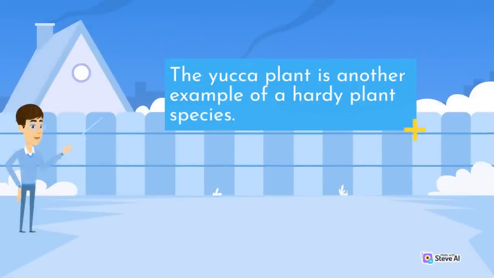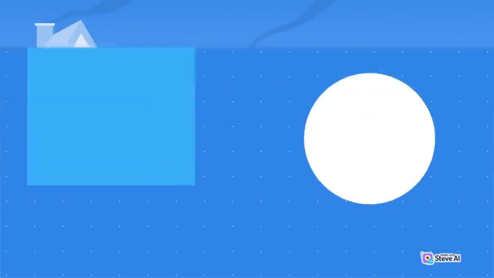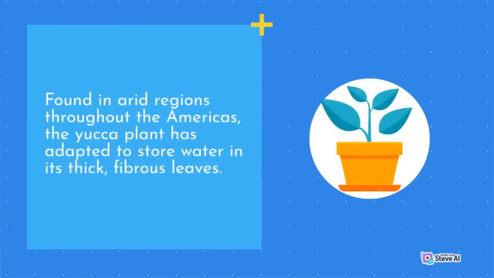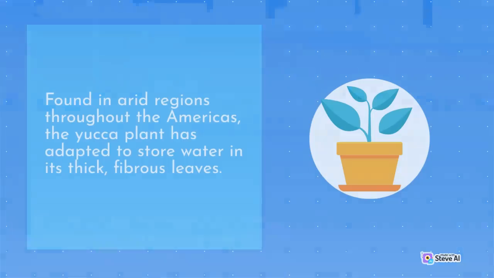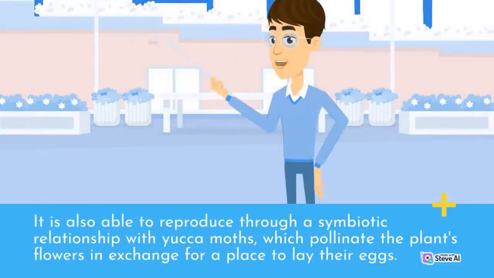The yucca plant is another example of a hardy plant species. Found in arid regions throughout the Americas, the yucca plant has adapted to store water in its thick, fibrous leaves. It is also able to reproduce through a symbiotic relationship with yucca moths, which pollinate the plant's flowers in exchange for a place to lay their eggs.